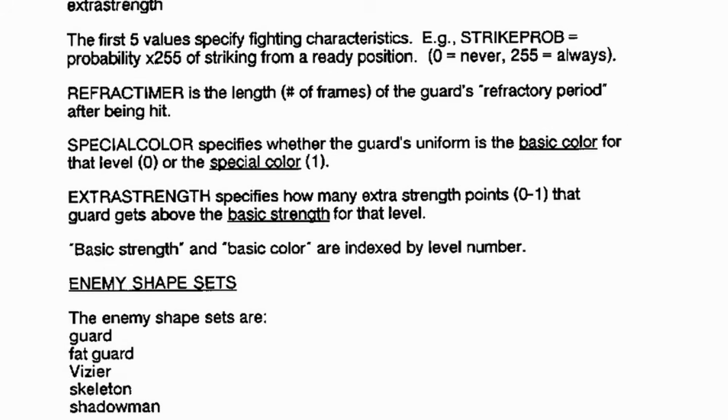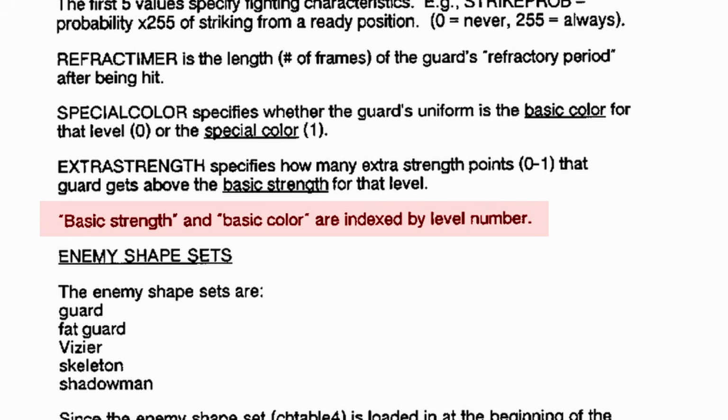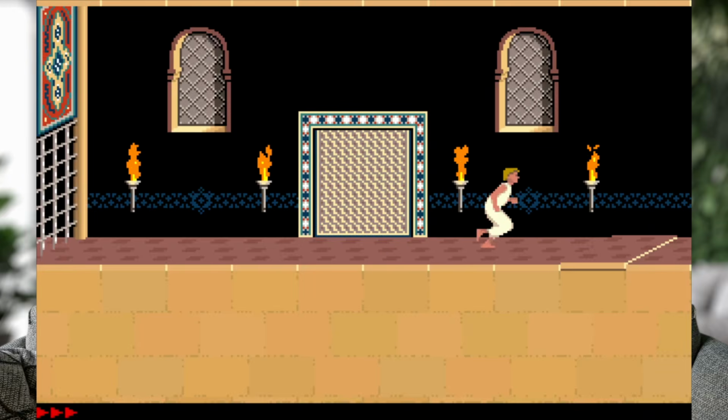For the answer, let's check the official technical documentation. It states, basic strength and basic color are indexed by a level number. So, were you right? Let me know in the comments. Here is the logic. The level summary table lists the levels starting from 0, the demo, and ending at 14, victory. You could try to guess the entire sequence, or we can look for the anchors at the very end.